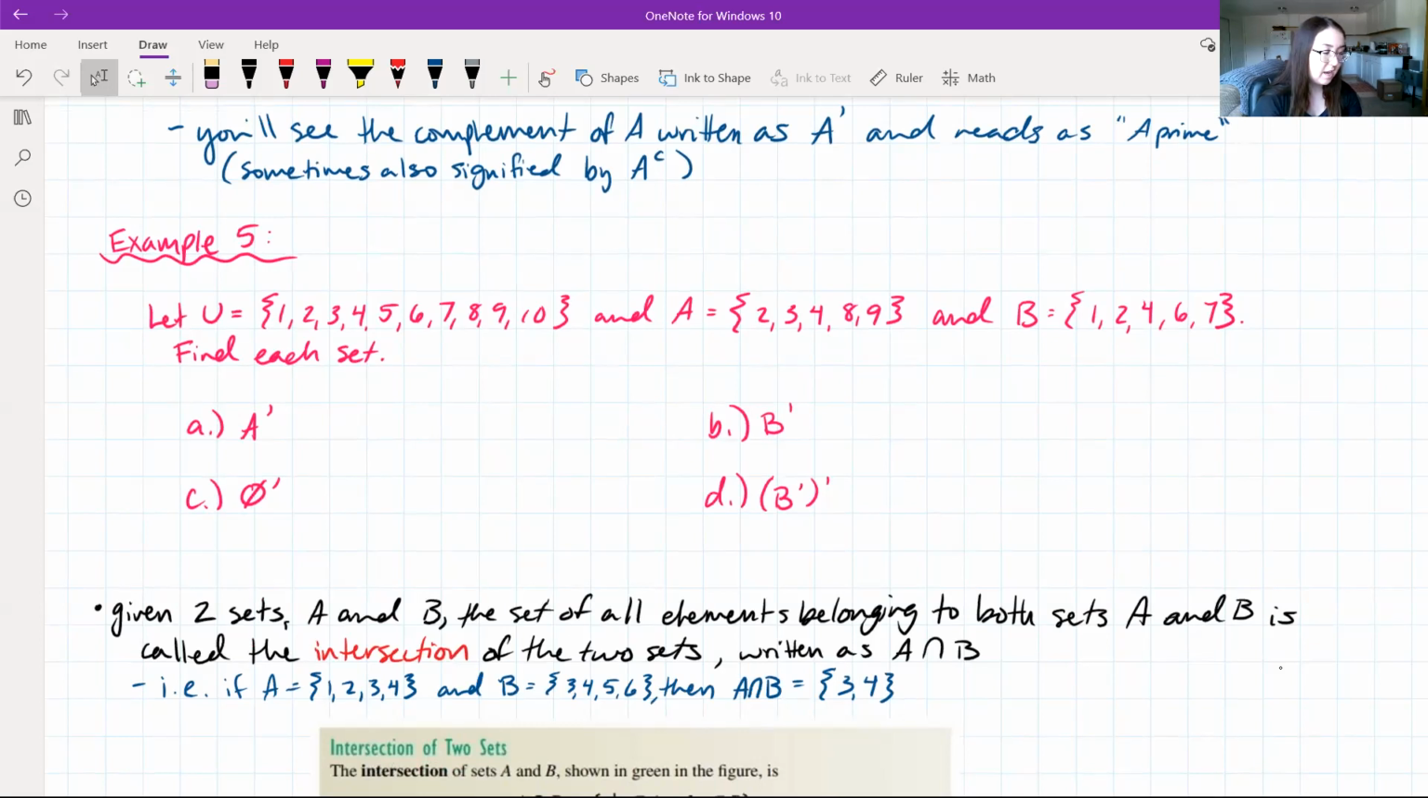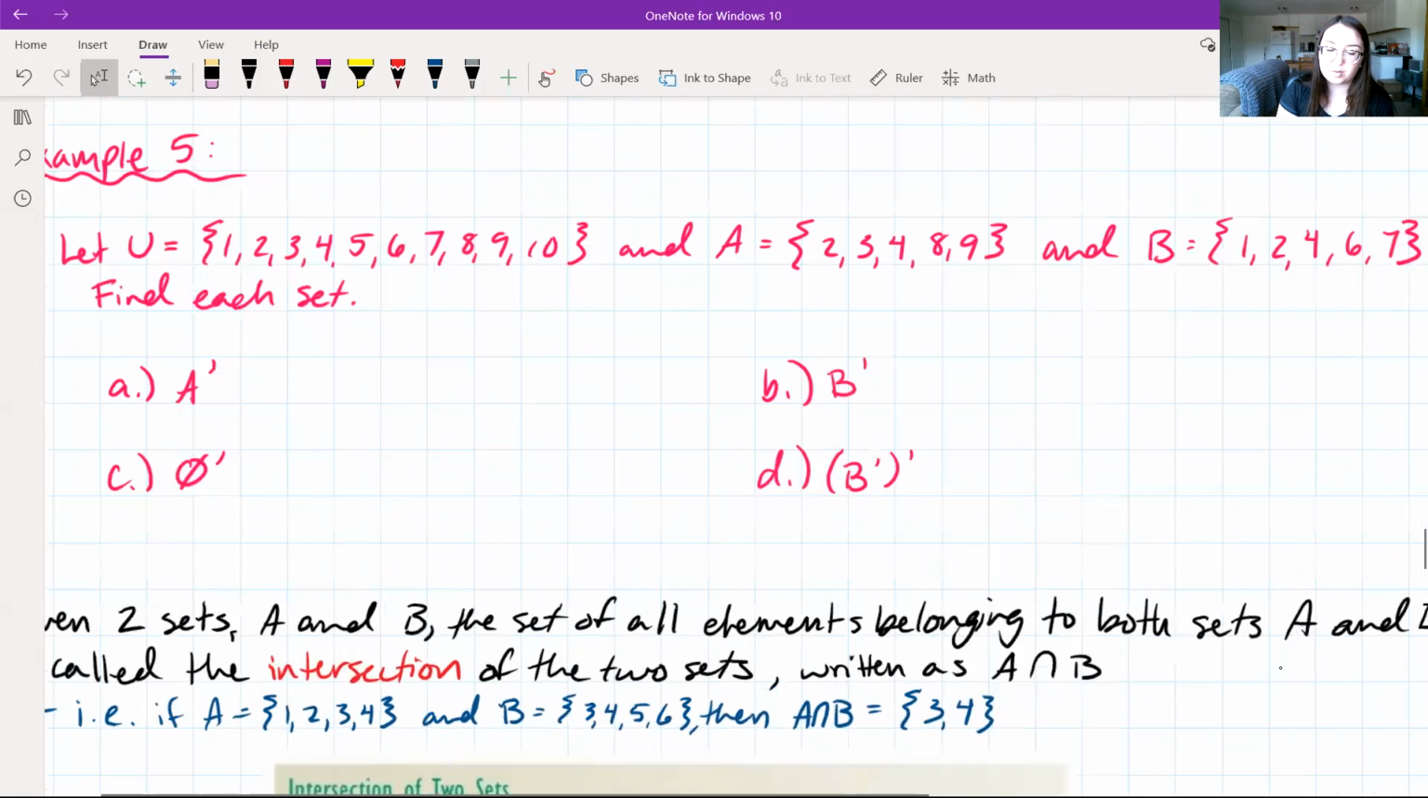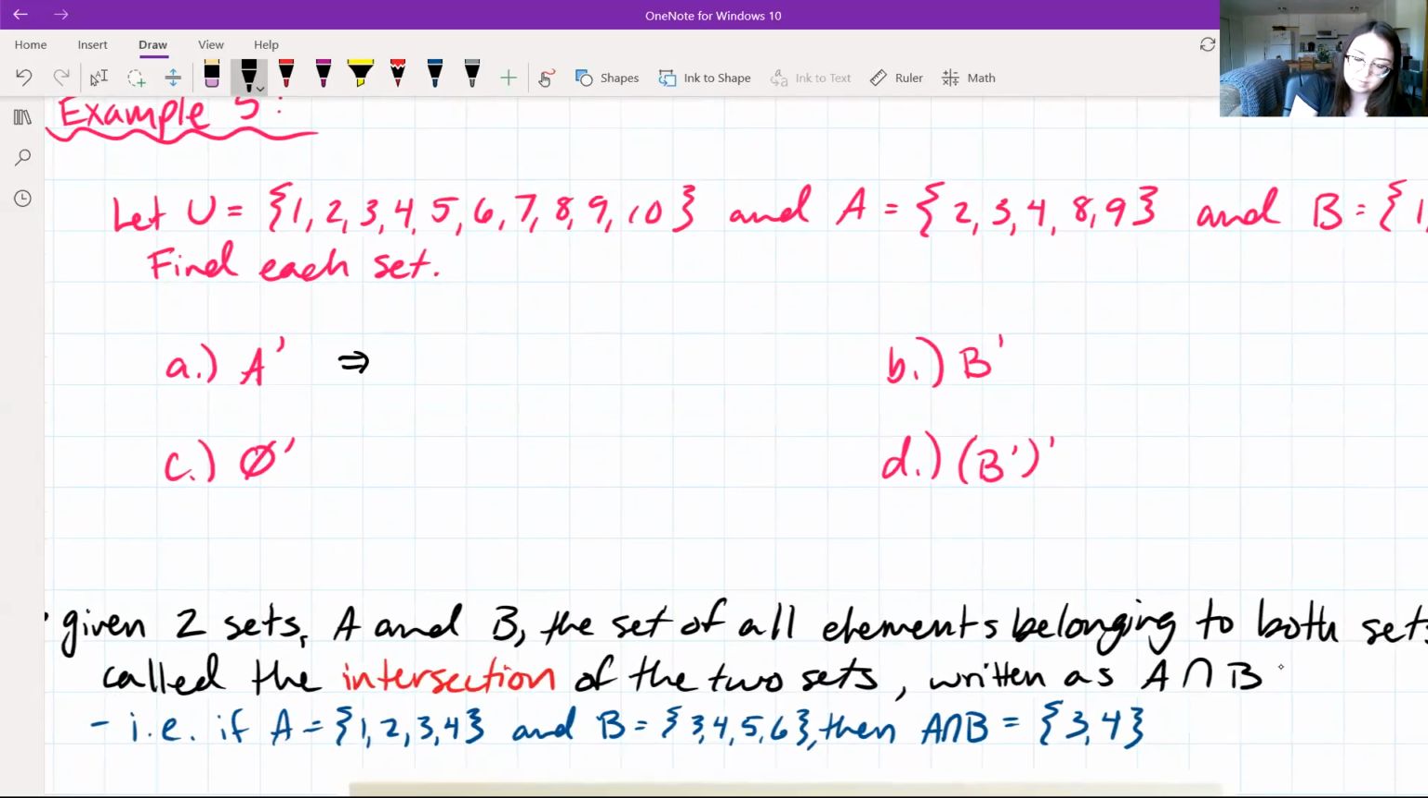So if A, we're thinking about A complement, or the complement of A, we want to think about all the elements that aren't contained in A, but are contained in U. So we see our elements of A are going to be 2, 3, 4, 8, 9. All our elements of U are the numbers 1 through 10. So we see that A complement, or the complement of A, is going to be 1, 5, 6, 7, and 10. Because those are the values that are in U but not in A.